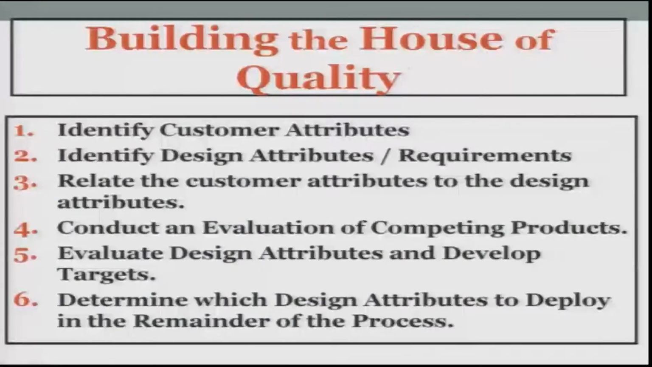Evaluate design attributes and develop targets for each stage of the work which you are trying to do. Determine which design attributes to deploy in the remainder of the process, and how these different types of attributes give the overall throughput based on which you are able to satisfy the customer demands in the long run. So, that means the customer wants a product, and whether the product is able to meet all the design specifications or the working specification based on which the customer has ordered that product from you.